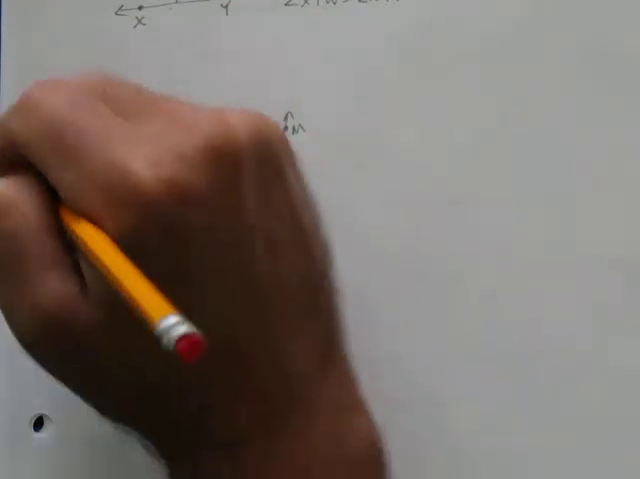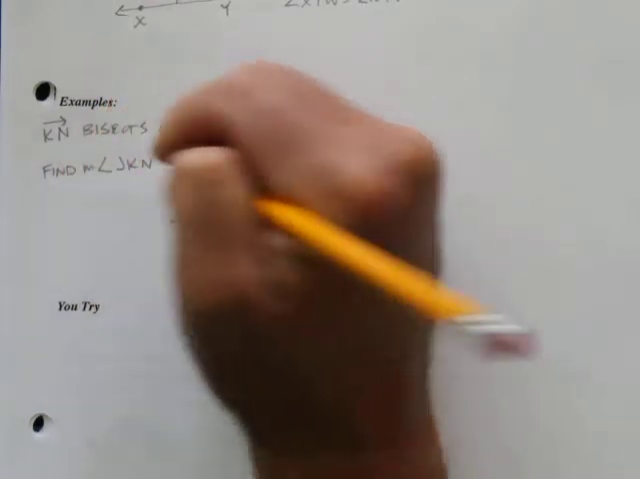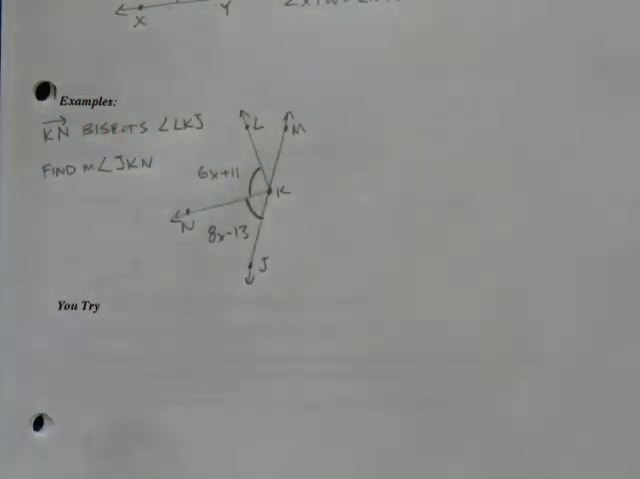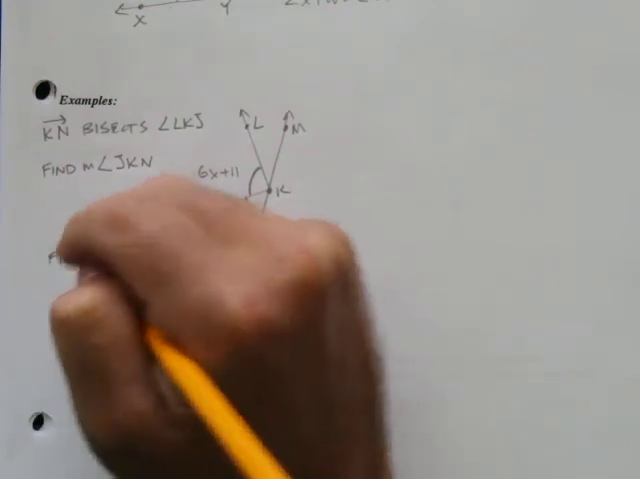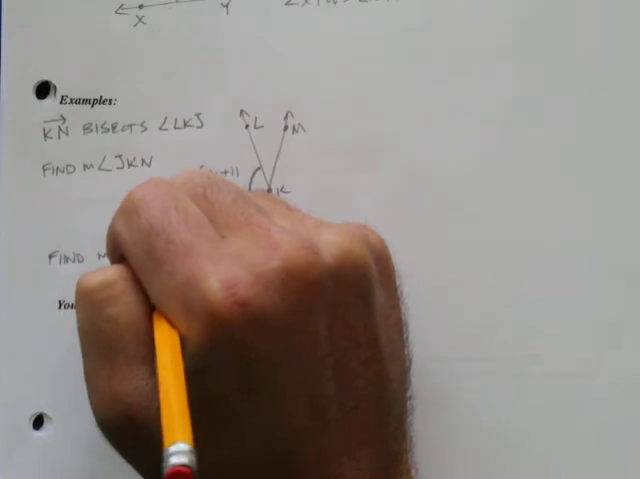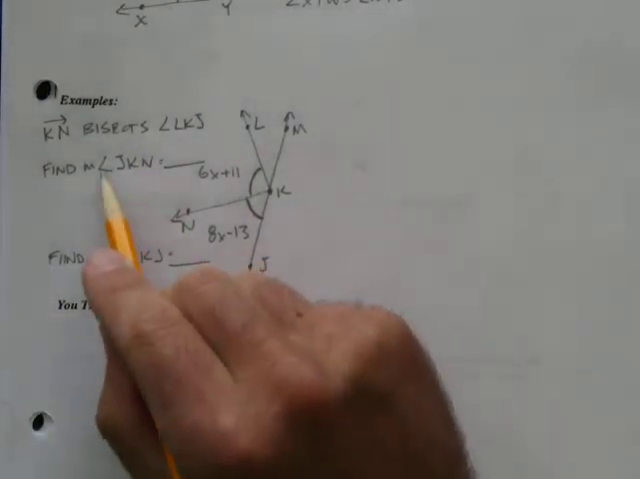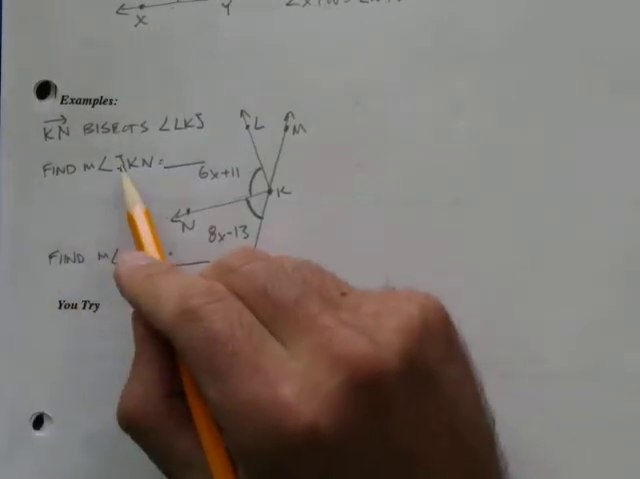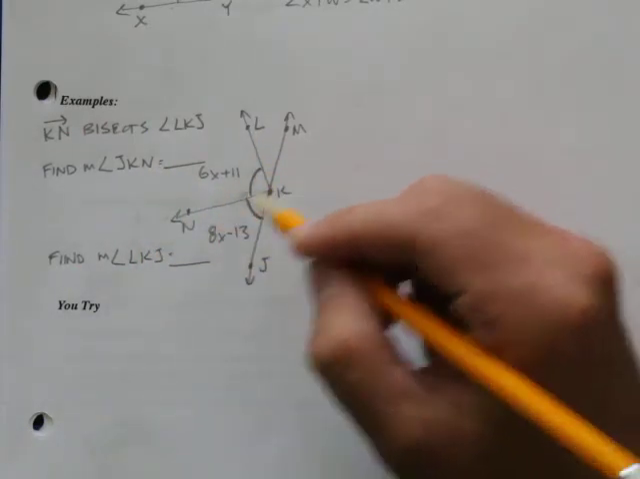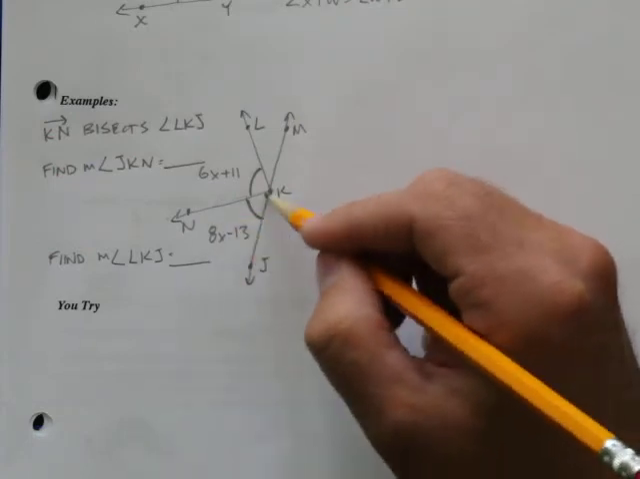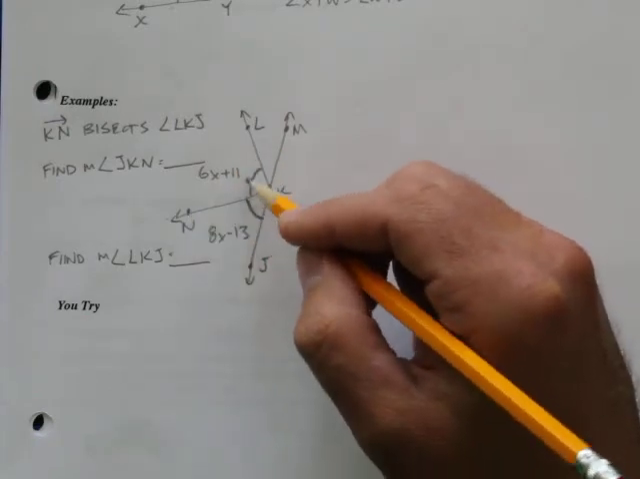So we are going to try to find the measure of angle JKN. And we're going to try to find the measure of angle LKJ. Let's see how we can do this. So I think I'm going to do this one, and then you can do this one. Okay. JKN. So that's this angle here. I want to find the measure of this angle. And I know that this angle, LKN, is congruent to this one.